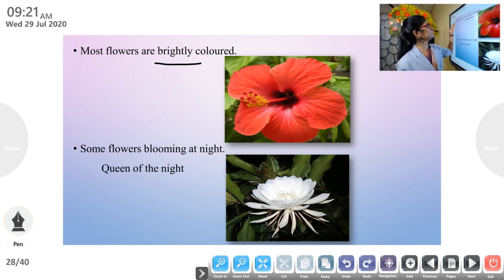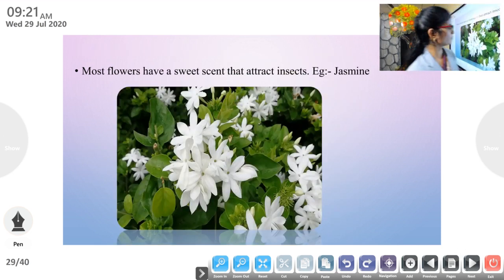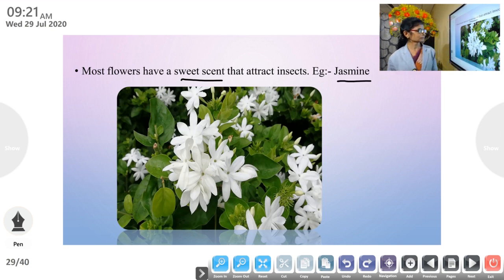Most flowers are brightly colored. Some flowers bloom at night. Example, queen of the night. These are all examples. Then, most flowers have a sweet scent to attract insects. Some have a sweet smell or a sweet scent. Example is jasmine. Look. Looks beautiful, no?